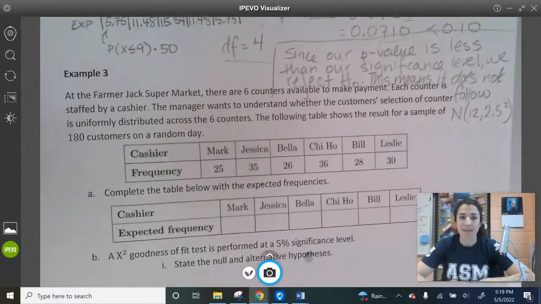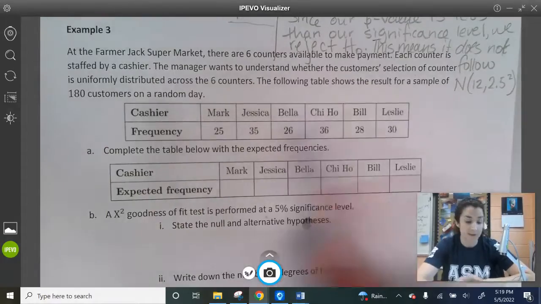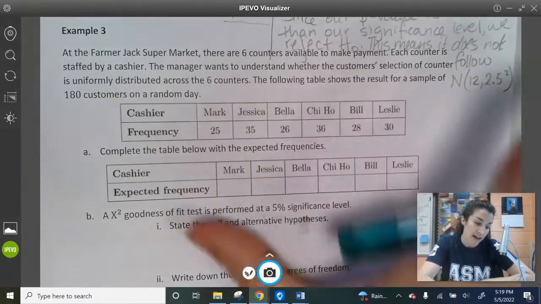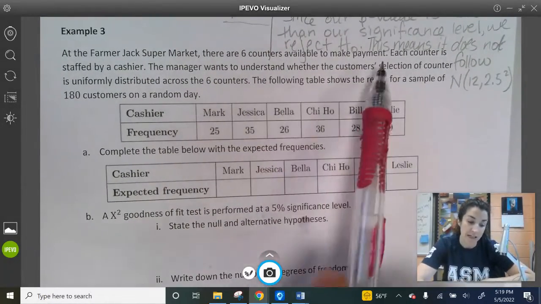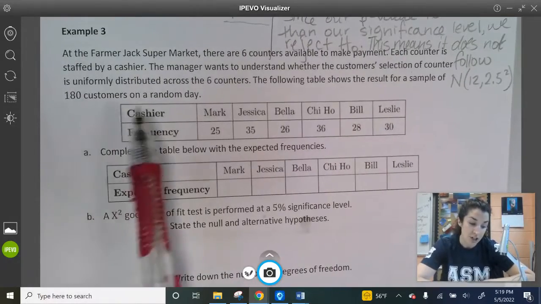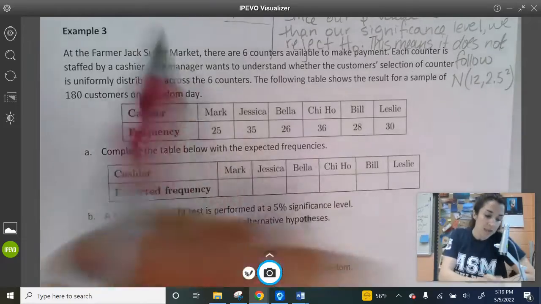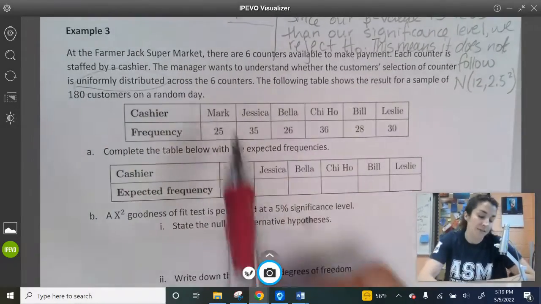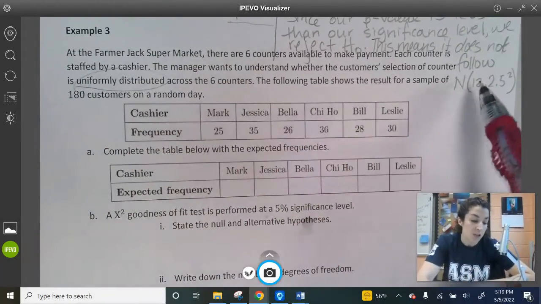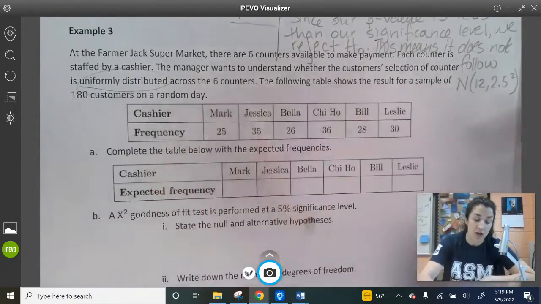Okay, last example. We have all of this information, which says that we've got a supermarket, 6 counters available. Each counter is staffed by a cashier. The manager wants to understand whether the customer selection of counter is a uniformly distributed distribution. The following table shows the results for the sample of 180 customers on a random day.